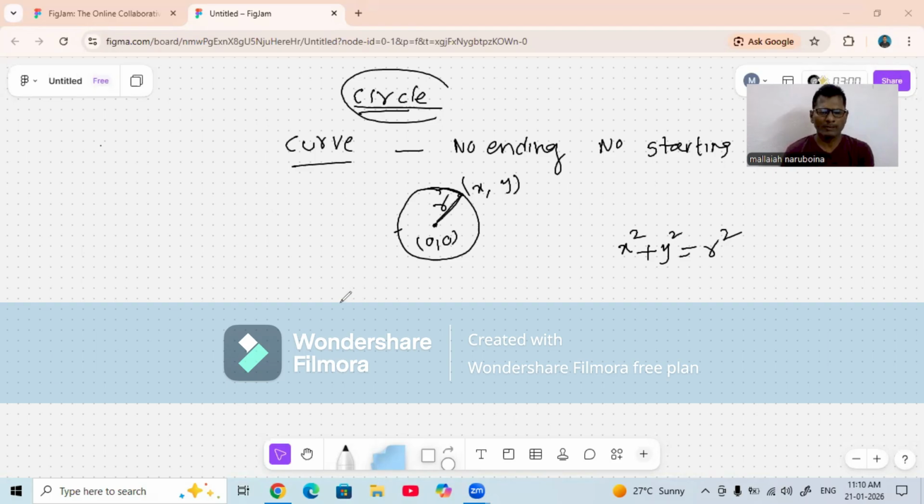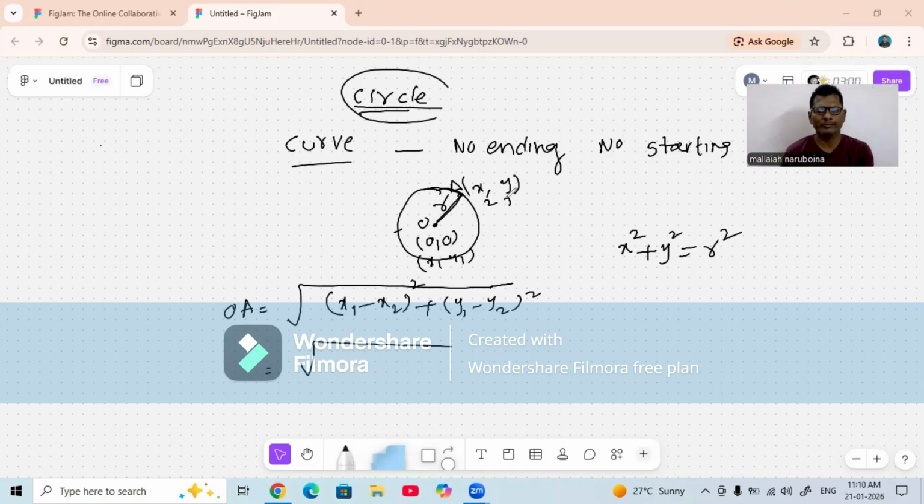We know distance formula, square root of x1 minus x2 whole square plus y1 minus y2 whole square. This is the formula for distance. So now here say this one O, this point A, center is O and point A is on the circumference of the circle. So OA, say this one x1 y1 and this is x2 y2, right?